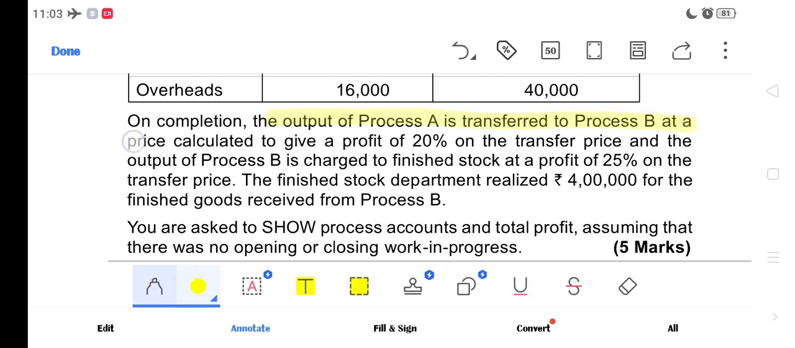process B at a price calculated to give a profit of 20% on the transfer price. What is this transfer price? Which is a sale price. You can't say sale because you are processing the output of A to B, so you're not directly selling the output. So they say transfer price, which means it's almost similar to sales price.